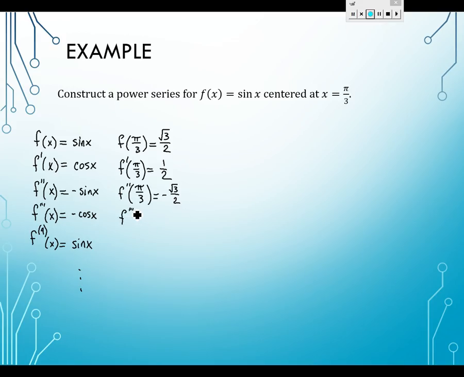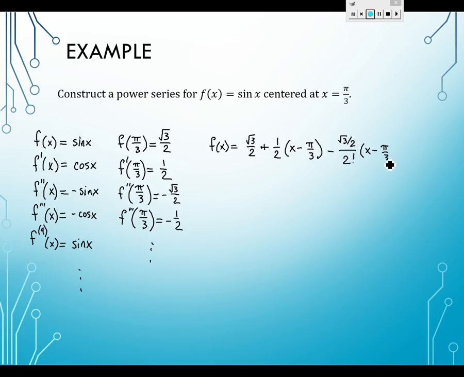All right, I think I get the pattern now. Okay. So I think we're ready to do it. So, how does this go? f of pi over 3, plus f prime of pi over 3 divided by 1 factorial times x minus pi over 3 to the first, plus f double prime of pi over 3 over 2 factorial.